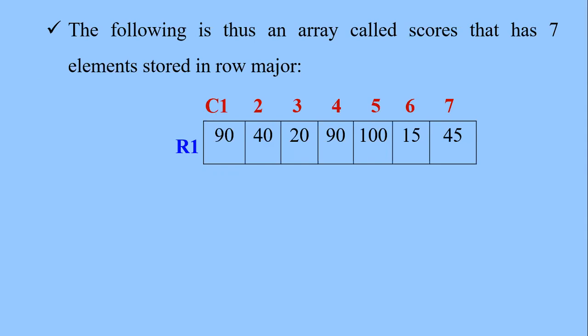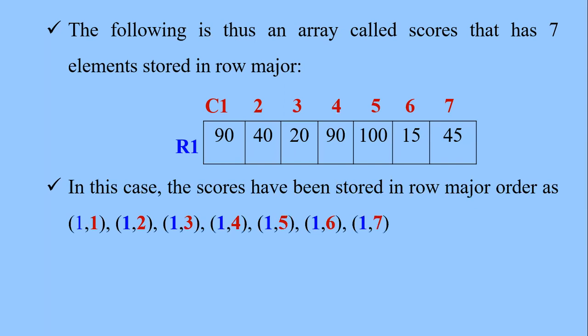In this array, we have 7 elements. Each element is occupying a specific column, but all of them are in the same row. For example, in row 1, column 1, we have 90. Row 1, column 2, we have 40. Row 1, column 3, we have 20. Row 1, column 4, we have 90. Row 1, column 5, we have 100. Row 1, column 6, we have 15. And row 1, column 7, we have 45.